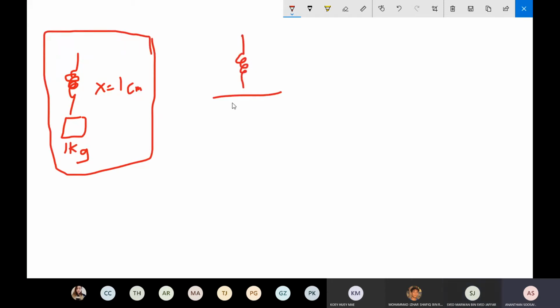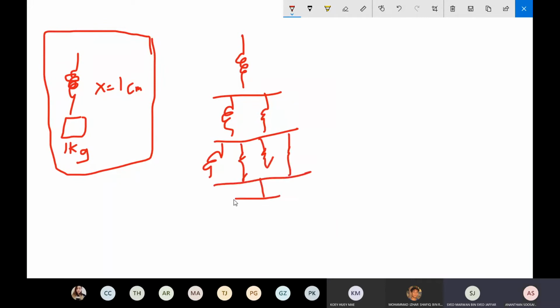You have one spring, two springs, four springs, and apply 5 kilogram. Come on, tell me what is the extension here? What is the extension here? What is the extension here? Therefore, what is the total extension?